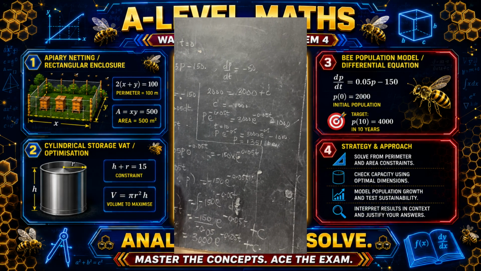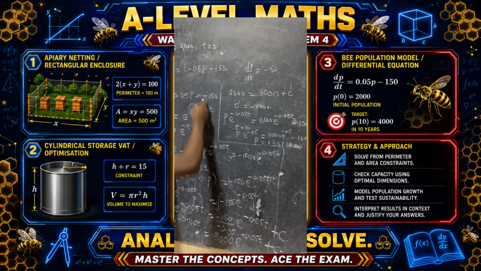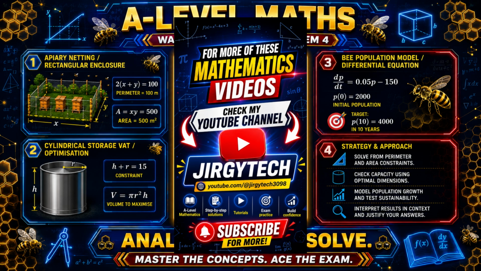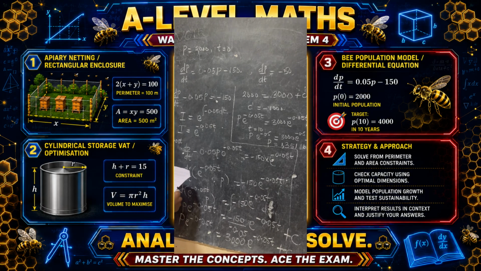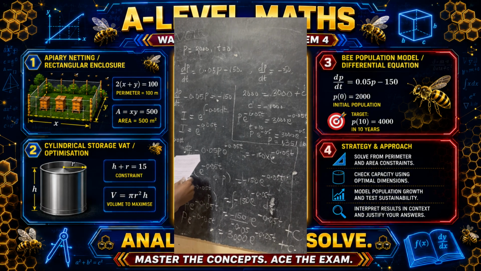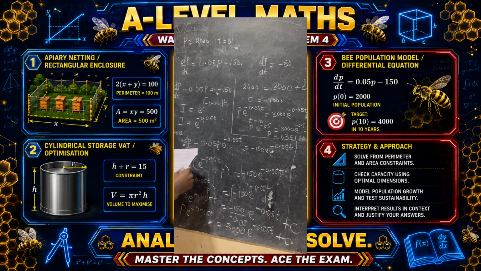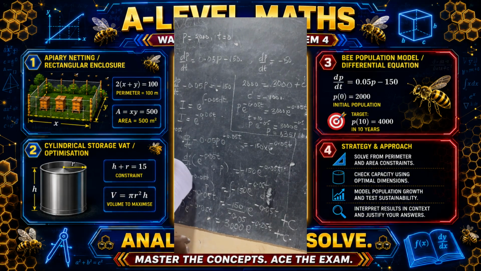So, like I said, we started with 2,000. After 10 years, they are about 1,000. So the colony population will not be sustainable within 10 years.